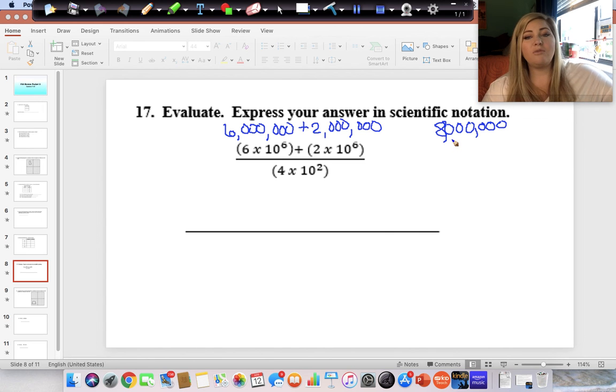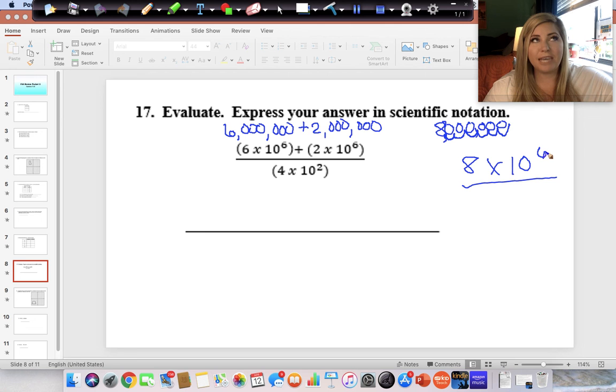Okay, and if we wanted to change that back into scientific notation so that we can divide it by 4 times 10 to the 2nd, we could move our 0 one, two, three, four, five, six times to the left. So that would be 8 times 10 to the 6th power. Notice that our 10 to the 6th power did not change.